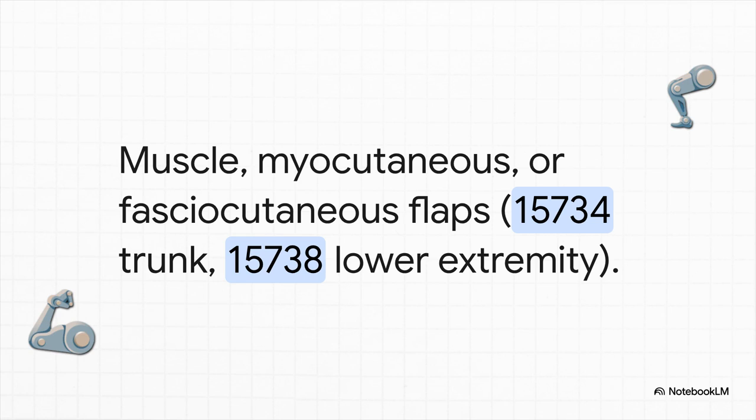To code these bad boys, we look at the 15734 to 15738 range. Unlike your basic skin flaps, these codes represent bringing in thick, deep muscle tissue to fill a major void. If the flap brings muscle and skin together, it's called myocutaneous. If it brings fascia and skin, it's fasciocutaneous. And they're categorized by anatomical site, so code 15734 is for the trunk and 15738 is for the lower extremity.